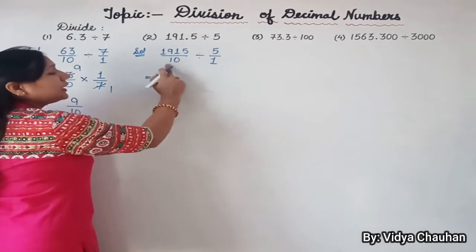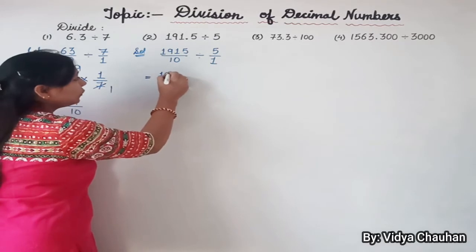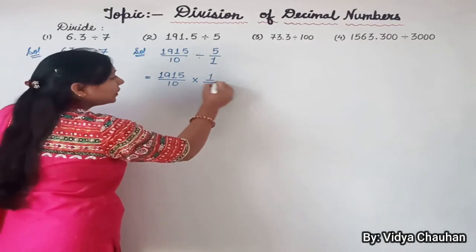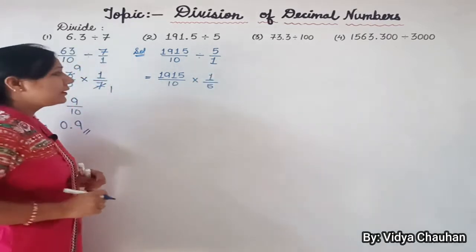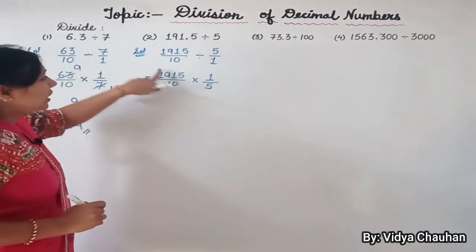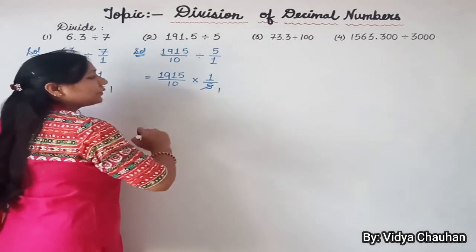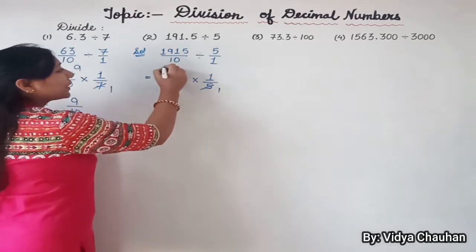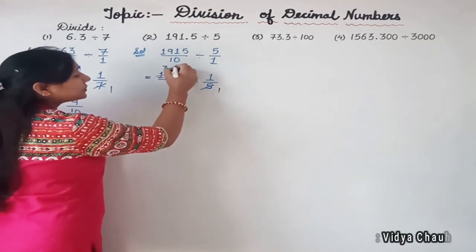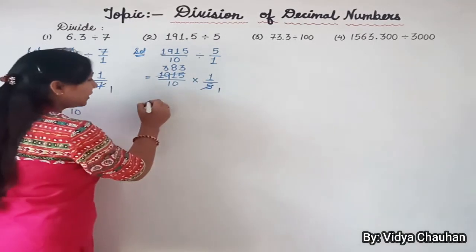In the next step, according to the rule of division of fraction numbers, let's apply the same rule. 1915 upon 10 multiplied by 1 upon 5. Clear, students? So it is 1 upon 5. Now please check whether 1915 is divisible by 5 or not. Answer is yes. 5 ones are 5, let's simplify here. 5 threes are 15, 4 carry, so 41. 5 eights are 40, and then 5 threes are 15. So what is our answer?